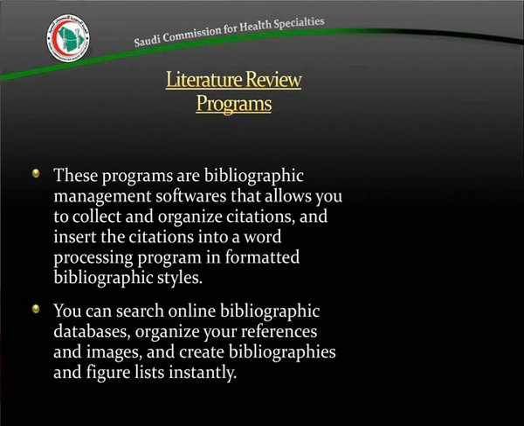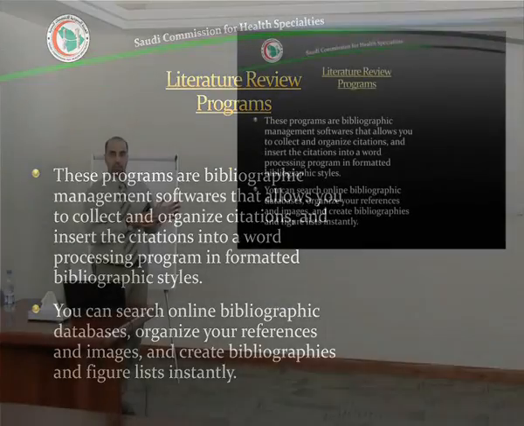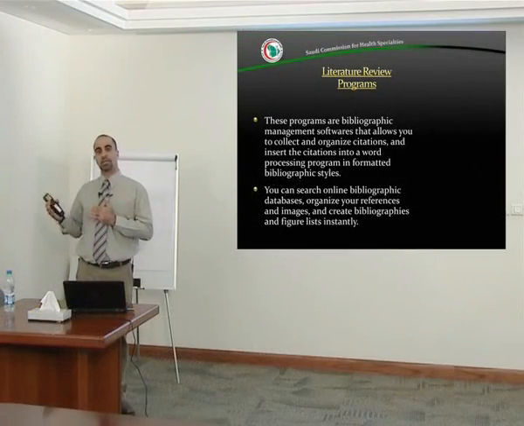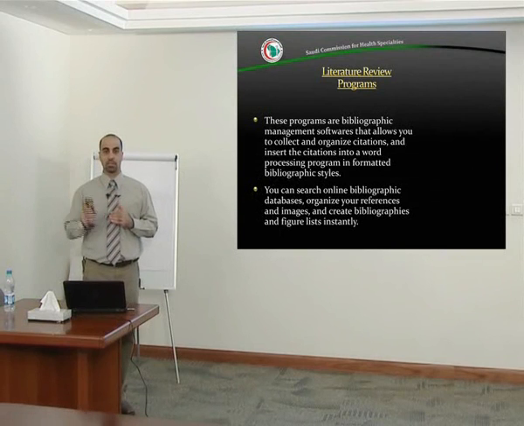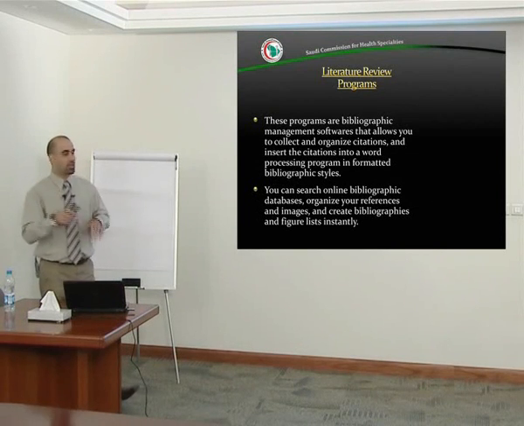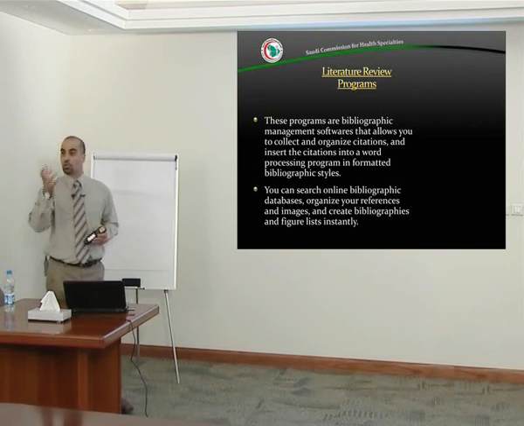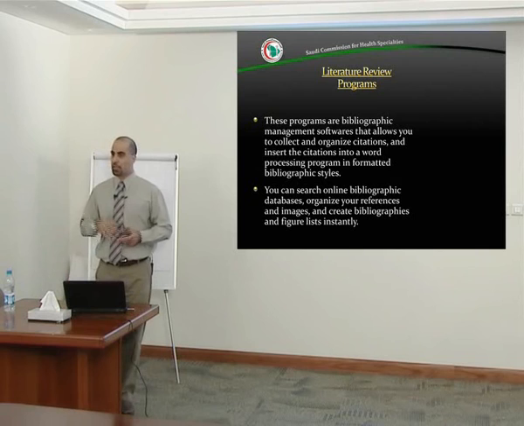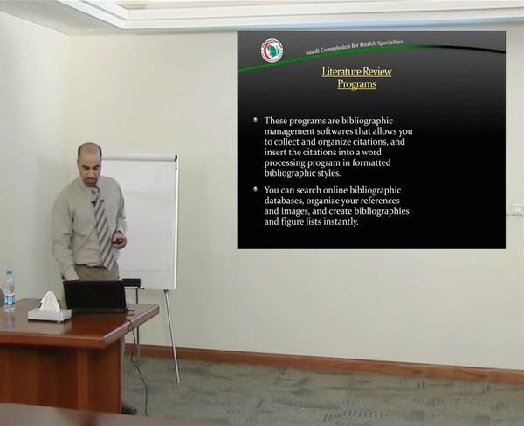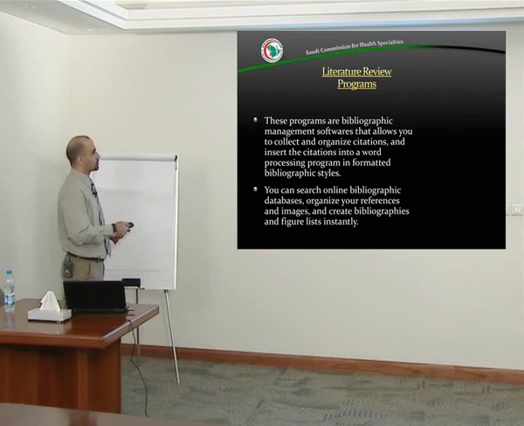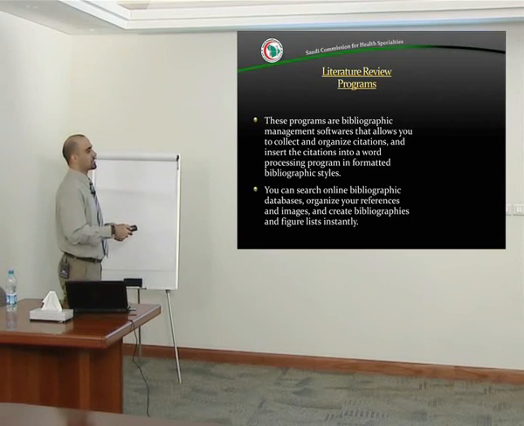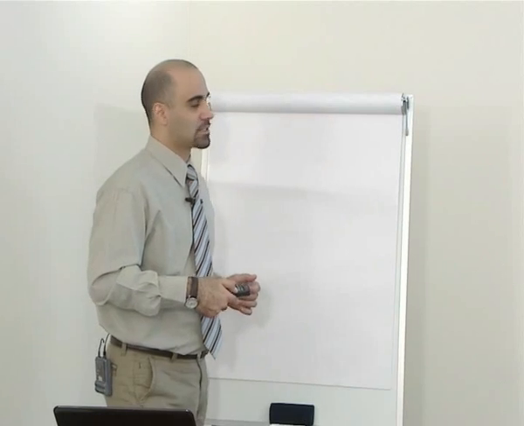What I mean by formatted bibliographic styles, different journals have different styles. Some of them start with the author name, some of them start with the title of the paper, some of them put the year at the end, some of them put the year at the beginning or in the middle. So instead of retyping everything, you can just ask this program to change the format according to a certain journal, and it will reorganize everything for you. It makes life much easier. You can search online, and this is what I mentioned. You can search online bibliographic databases such as PubMed, organize your references and images, and create bibliographies and figure lists instantly.